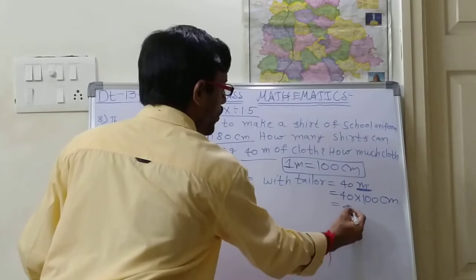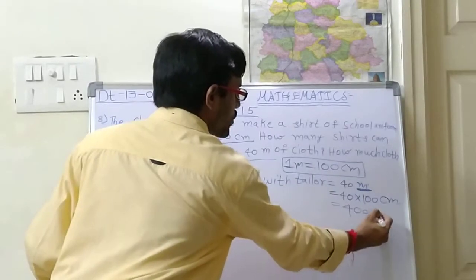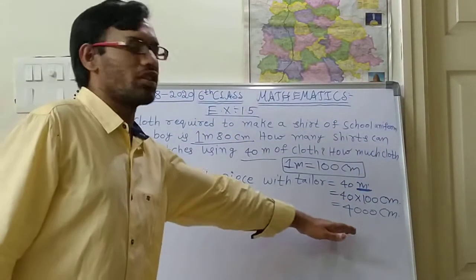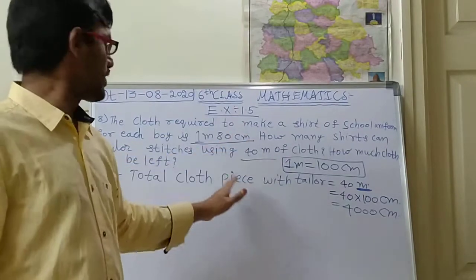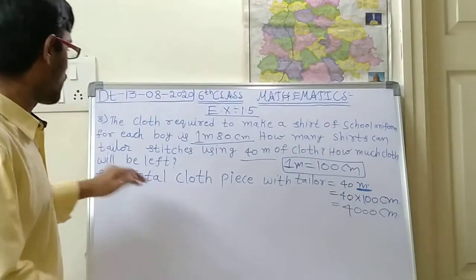Now multiply. 4 into 1 is 4. Now, how many zeros? 1, 2, 3. So write 3 zeros. So 4000 centimeters of cloth is there with the tailor, the total cloth piece. So this is the first step.